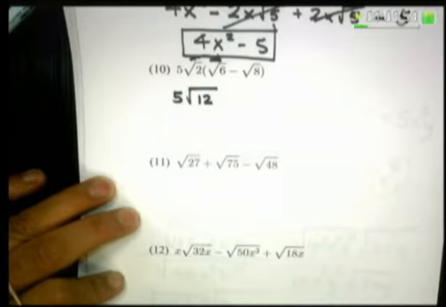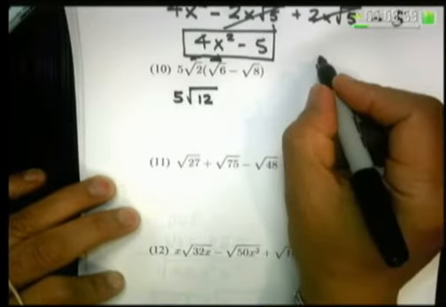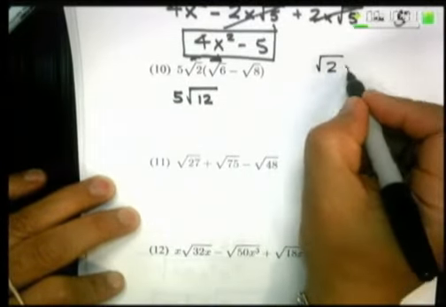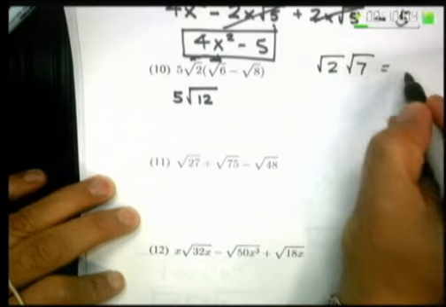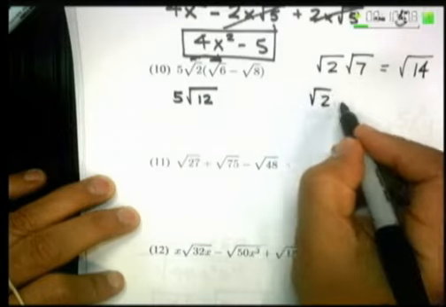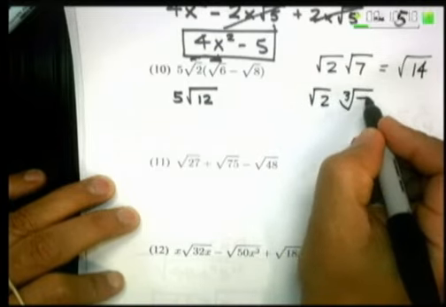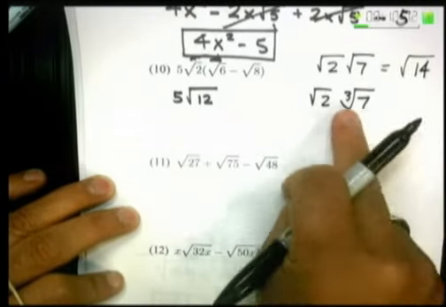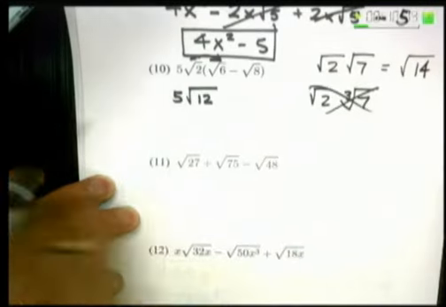That's the rule. In other words, if you have the square root of 2 times the square root of 7, you can go ahead and multiply those and get square root of 14. But if you have the square root of 2 times the cube root of 7, you can't do anything with that because the indexes are different.